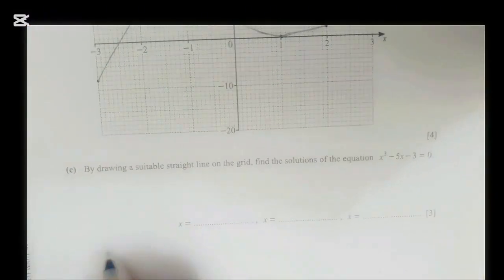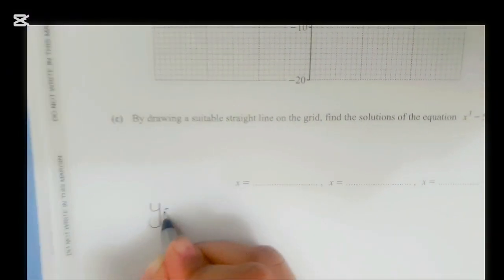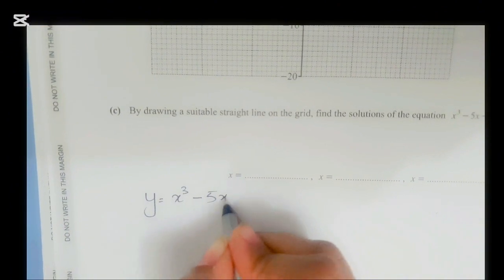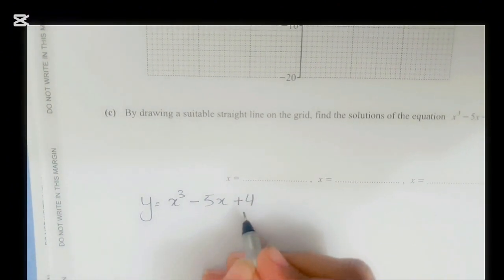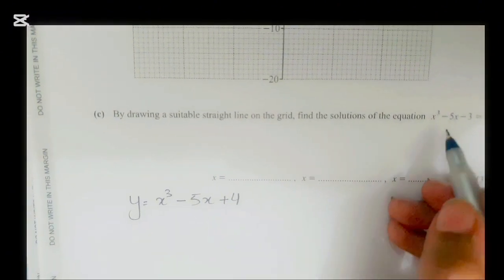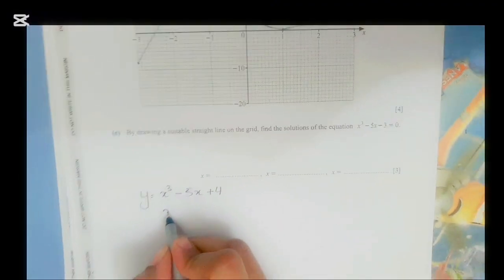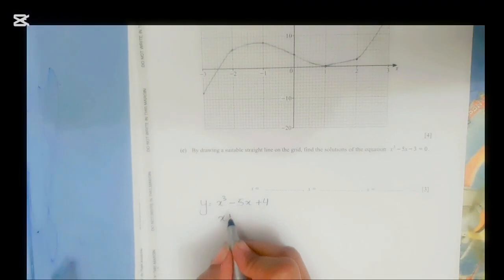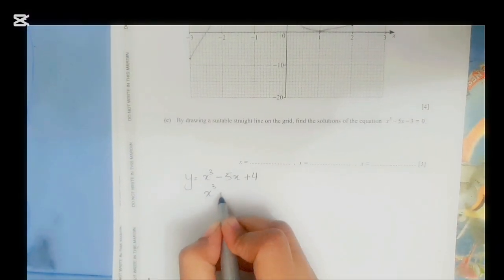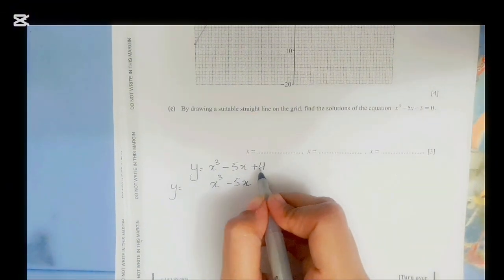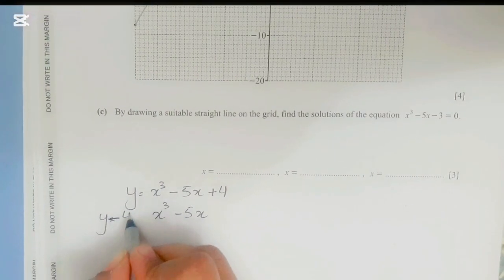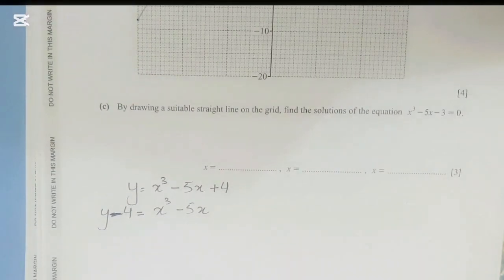So I am writing the equation. Our main equation is y is equal to x cube minus 5x plus 4. Okay, first of all I am solving this equation. x cube minus 5x, and the y is equal to 4, I am shifting on this side. So y minus 4 is equal to 0.